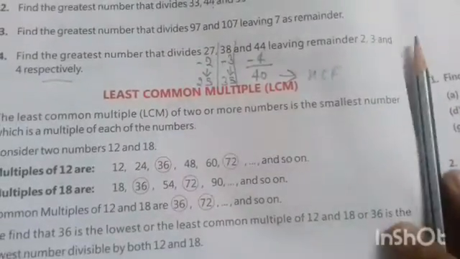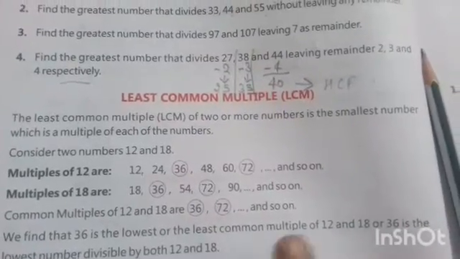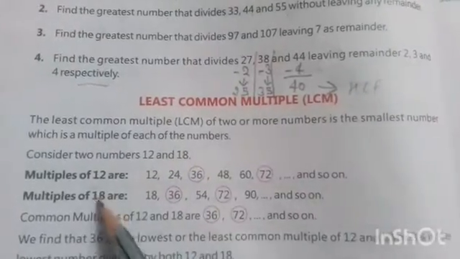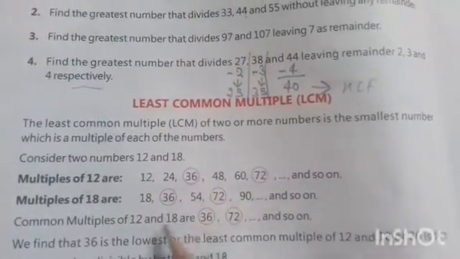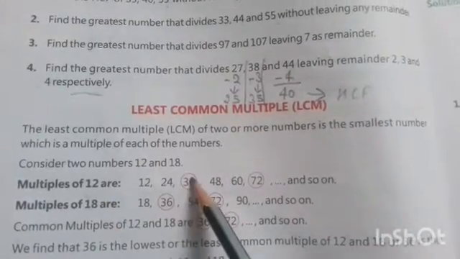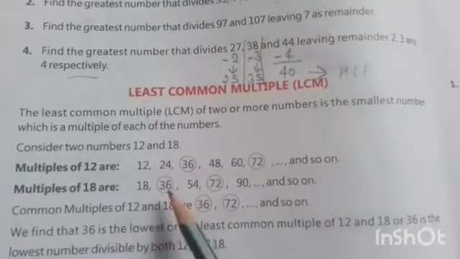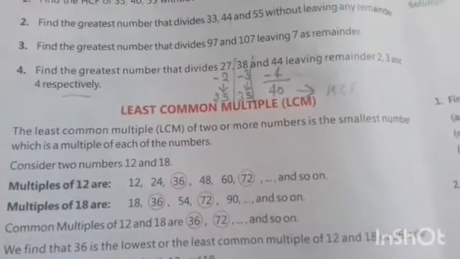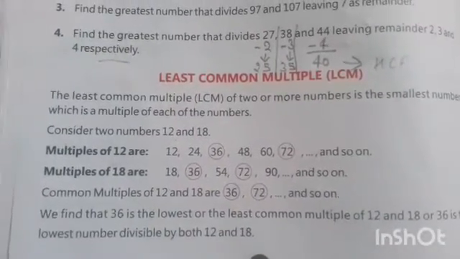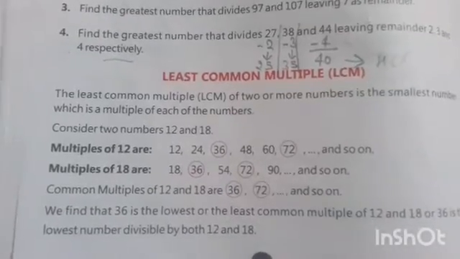But if they ask for the lowest number, that is the least common multiple. The lowest number which is a multiple of those numbers, this is the LCM. So the LCM of 12 and 18 is 36 because this is the lowest multiple. So the lowest multiple is called the least common multiple, LCM. Okay, so the lowest multiple of two numbers is called the least common multiple, LCM.